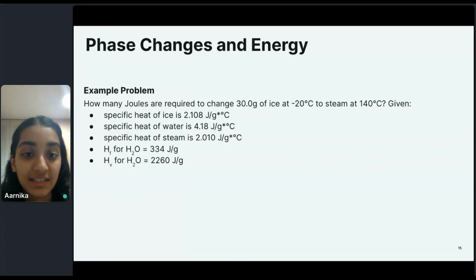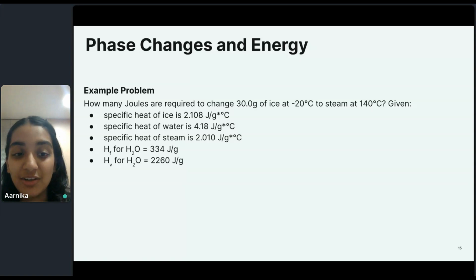Okay, so now we're just going to try an example problem. You don't have to do it along with me, but you can follow along while I explain how to do it. How many joules are required to change 30 grams of ice at negative 20 degrees Celsius to steam at 140 degrees Celsius? You're given the specific heat of ice, the specific heat of water, and the specific heat of steam. Those are the 3 different states that you have. And then the heat of fusion for water and the heat of vaporization for water. That's all you need to do the problem, which we're going to do right now.